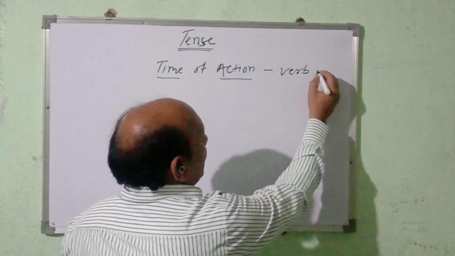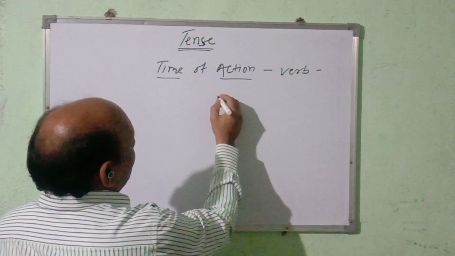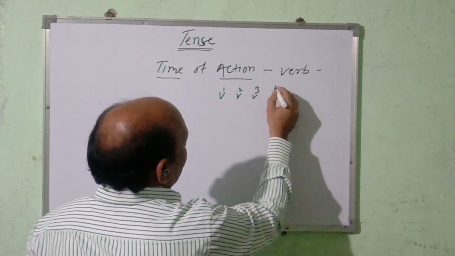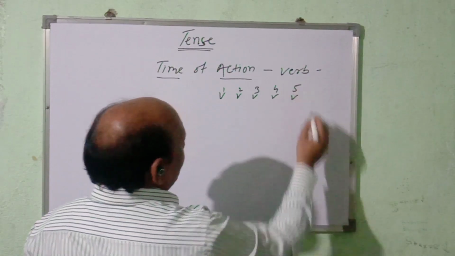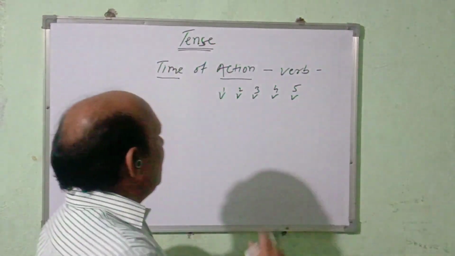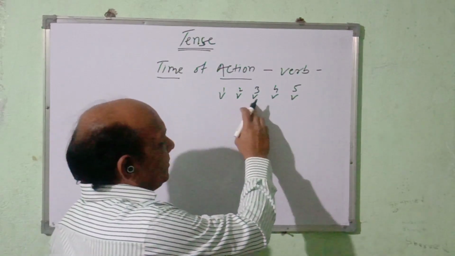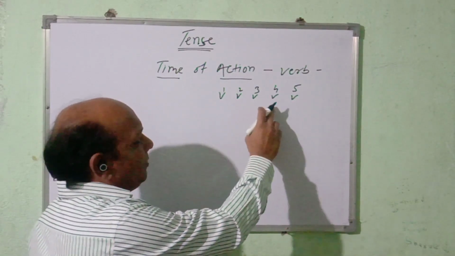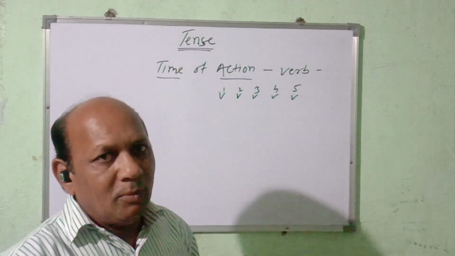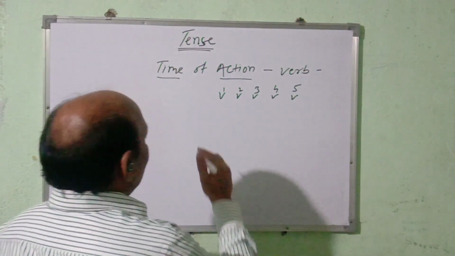So how many types of verbs are there? Mainly there are five types of verbs: V1, V2, V3, V4, V5. That is the bifurcation of the verbs. V1 is the first form of verb, V2 the second form, V3 the third form, V4 the fourth form, and V5 the fifth form of a verb. We will clarify with the help of an example.